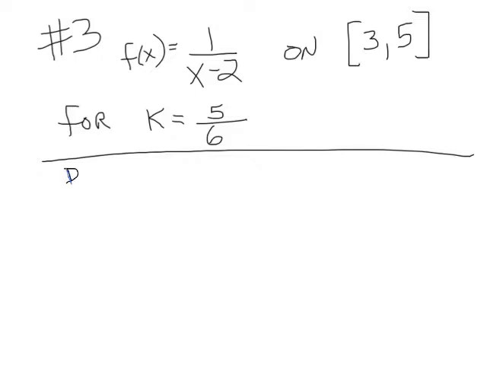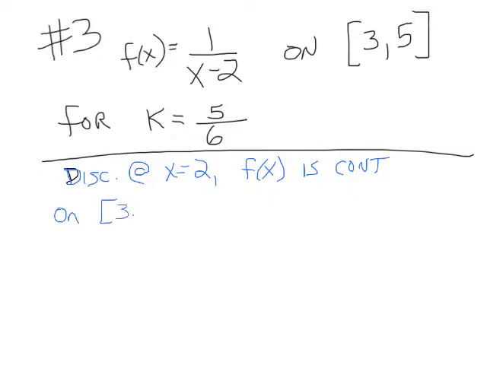Let's do this in blue. A discontinuity at x equals 2. So we can say f of x is continuous on the interval 3, 5. And so we find the value of f of 3, which is equal to 1 over 3 minus 2, that's 1. And we find the value of f of 5, which is 1 over 5 minus 2, which is 1/3.